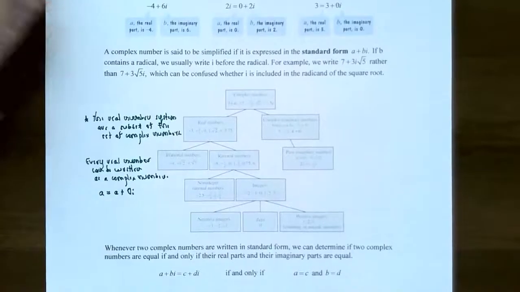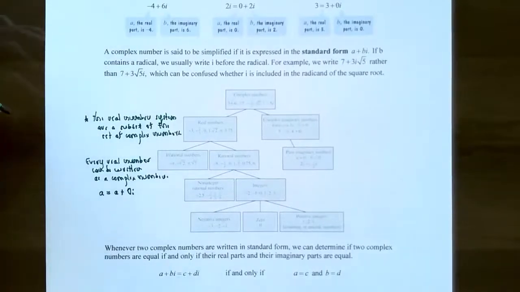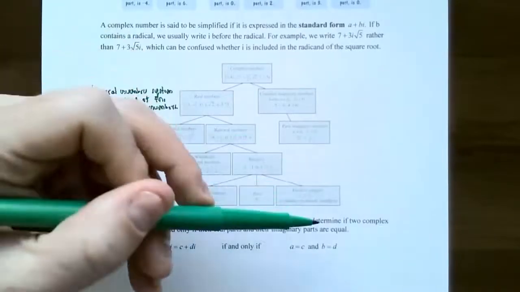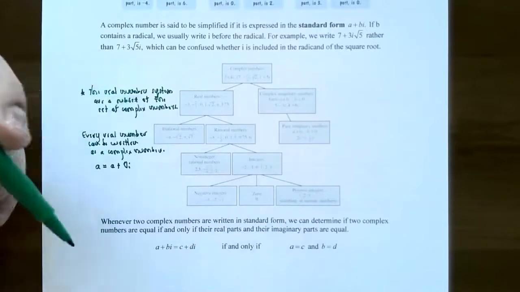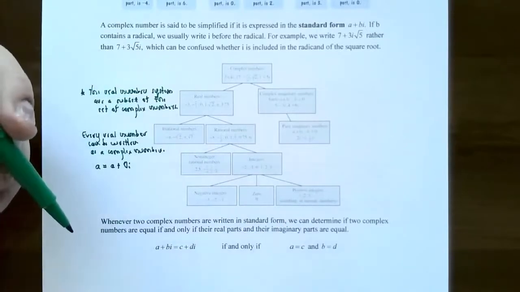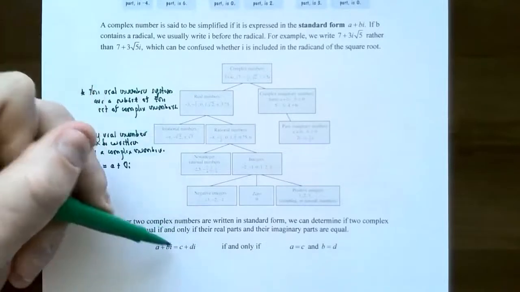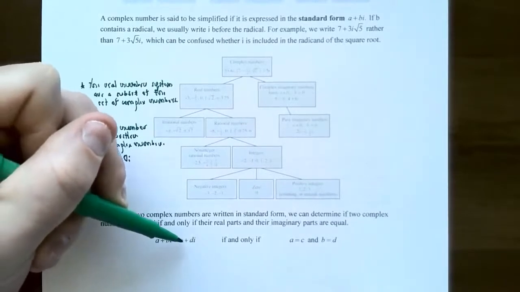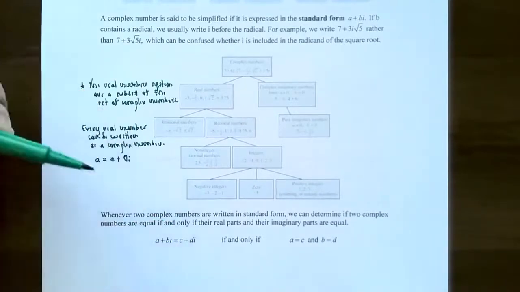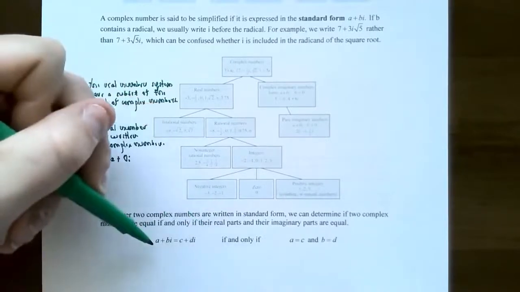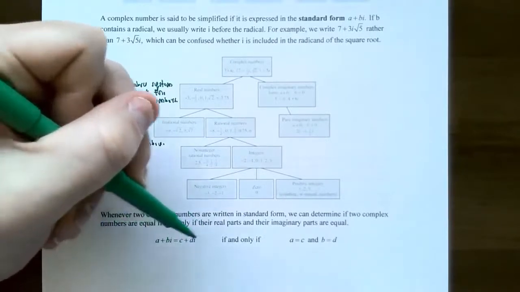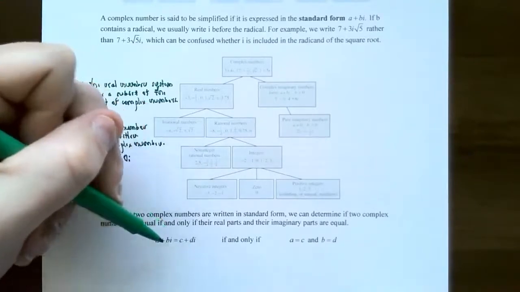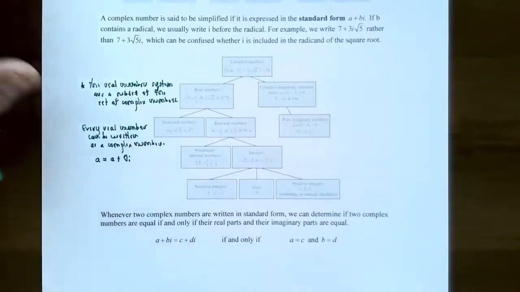All right, let's talk about when two complex numbers are actually equal to one another. So if you have two complex numbers written in standard form, you can determine if they are equal if both their real parts and their imaginary parts are the same. So this complex number a plus bi is equal to this complex number c plus di. a, b, c, and d are just real numbers. These two complex numbers are equal if a is equal to c and b is equal to d. So in other words, the real parts have to be equal and the imaginary parts have to be equal to one another for these two complex numbers to be equal.